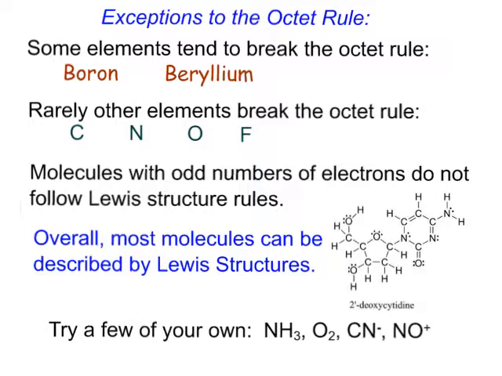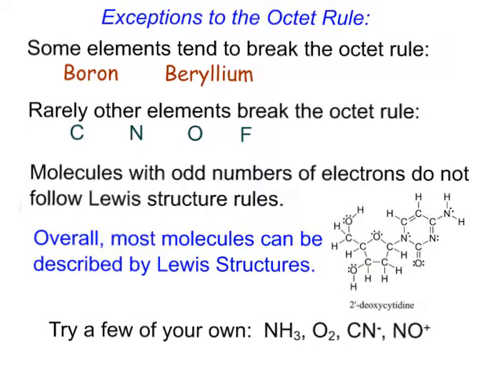There are a couple of exceptions to the octet rule. I'll briefly mention them because you will probably not be encountering them in the immediate future, but boron and beryllium tend to break the octet rule. They often fall short of reaching their octet, and yet they are still stable. Rarely, carbon, nitrogen, oxygen, and fluorine will break the octet rule as well. Not very often, and molecules with odd numbers of electrons generally do not follow Lewis structure rules.